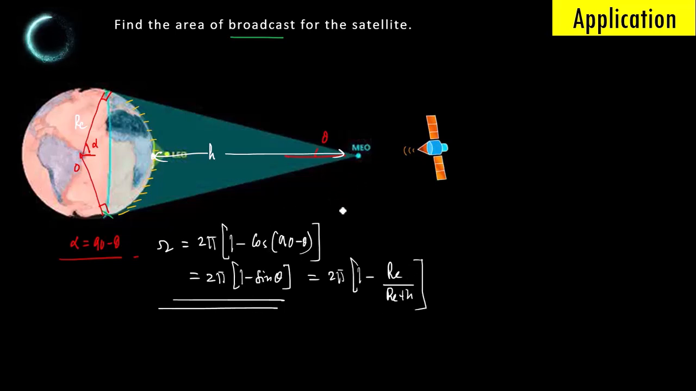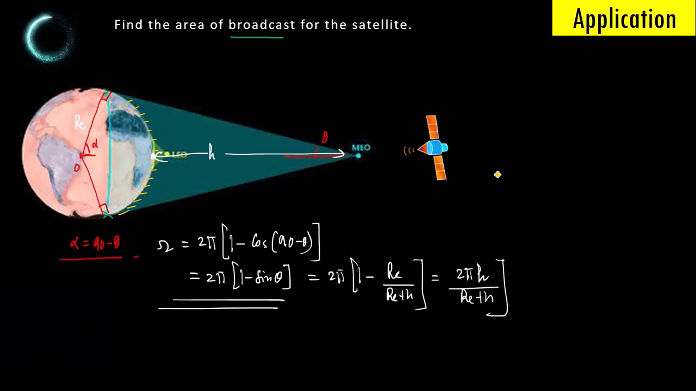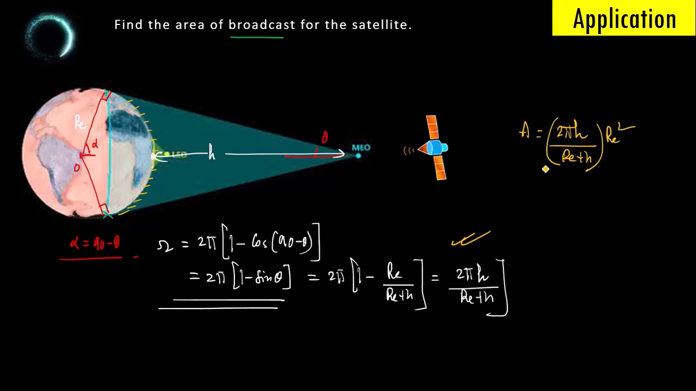Once I get the solid angle at this number, corresponding to it, what should be the area of broadcast? If I calculate this number, that should be equal to 2 pi small h divided by RE plus h. Now I want to calculate the area. I know that if the solid angle is 4 pi, then the area is 4 pi r square. If the solid angle is 2 pi, then the area is 2 pi r square. So corresponding to this solid angle, the area of broadcast should be simply this multiplied with r square. So area should be equal to 2 pi small h divided by RE plus h into RE square. That will be your answer for the area of broadcast.